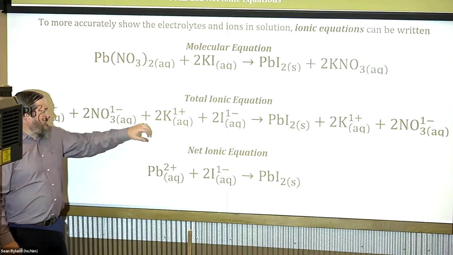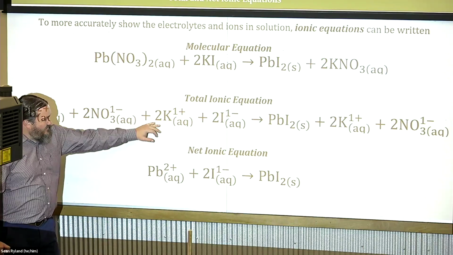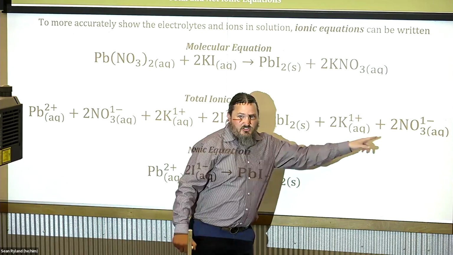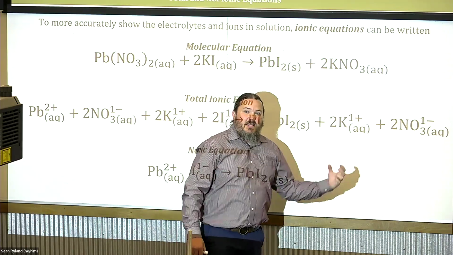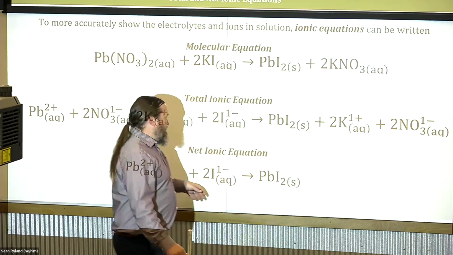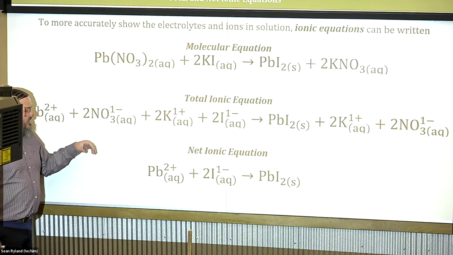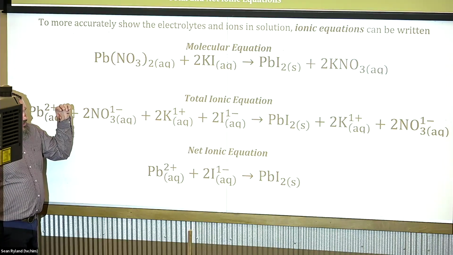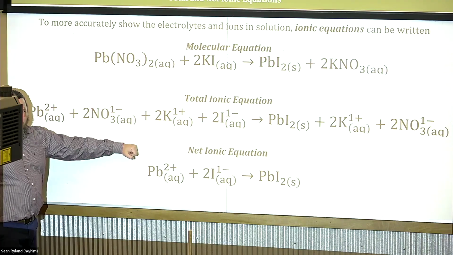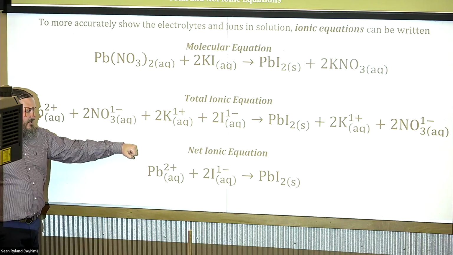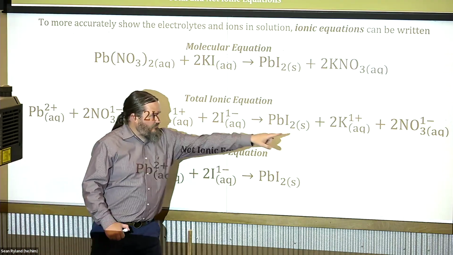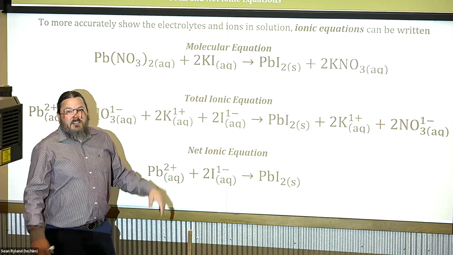So for the same reaction we had above, the potassium ions and the nitrate ions still stayed dissolved. They didn't really do anything. They're what we call spectator ions because they're just there watching, as if the ions had eyes. So they're called spectator ions. And what you do with the net ionic equation is you just get rid of any spectator ions. Anything that doesn't change between reactants and products just cancels out.